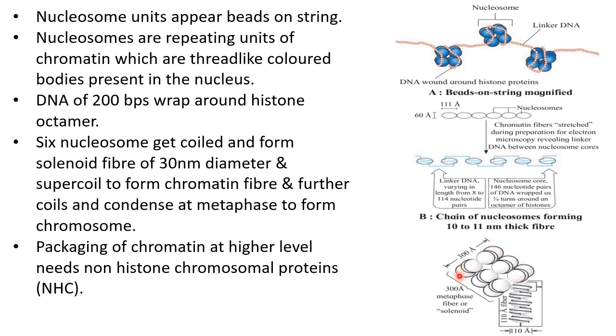Then the diameter obviously is the same from all sides, that is 300 Angstrom units, or it is also called 30 nanometer. So 6 nucleosomes get coiled first to form a solenoid fiber of 300 Angstrom units or 30 nanometer in diameter. Then they further supercoil to form chromatin fiber, and again further they coil to form chromosome in the metaphase stage. So here we have seen the structure of nucleosome.